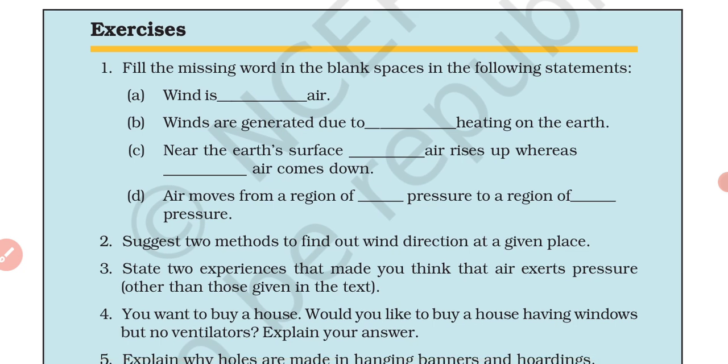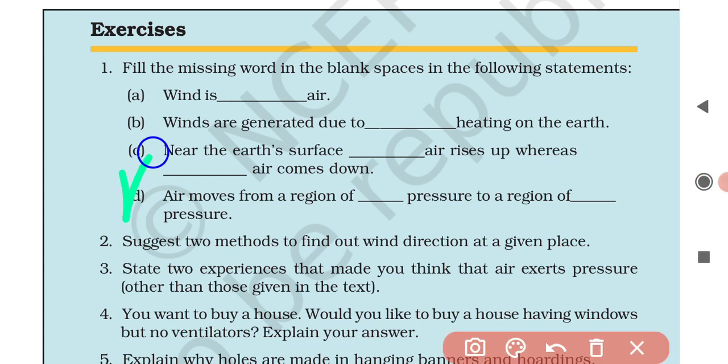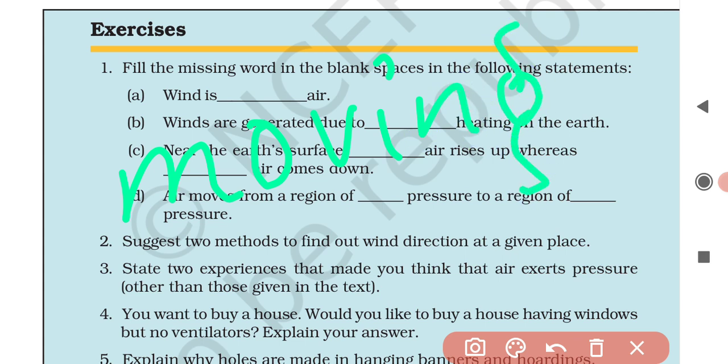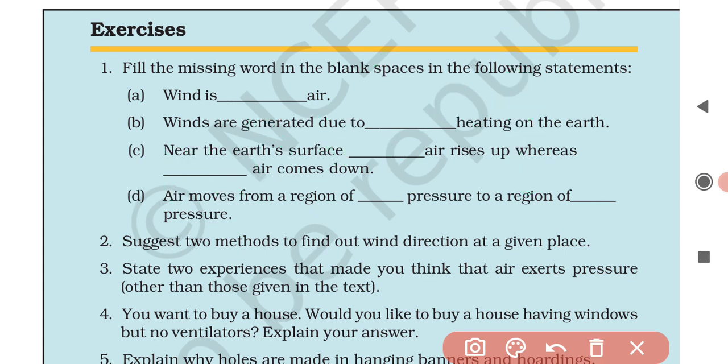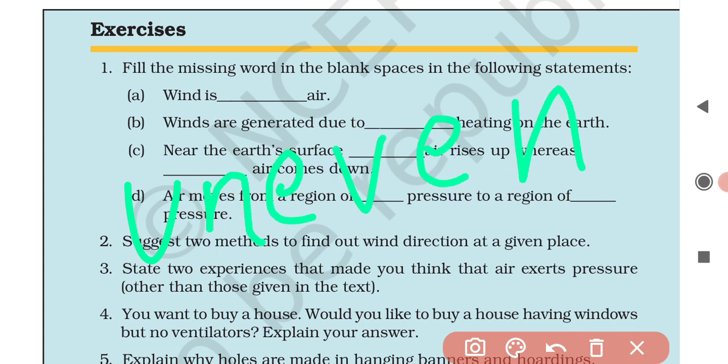Number A, wind is dash air. You know that wind is what? Wind is moving air. You have to write moving over here in the first blank. Next, winds are generated due to dash heating on the earth. That means you know that winds are generated due to uneven heating on the earth.